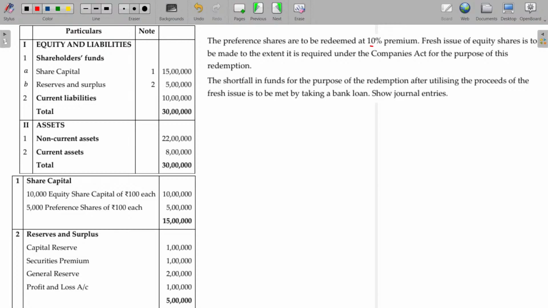Preference shares are to be redeemed at 10% premium. So in the balance sheet, share capital schedule number 1. In schedule number 1, we have 2 shares, equity shares and preference shares. These preference shares are going to be redeemed. Form the format here. Redeemable preference share capital. Premium payable on redemption. So redeemable preference share capital being 5 lakhs. Premium payable on that being 10%, 50,000 rupees.